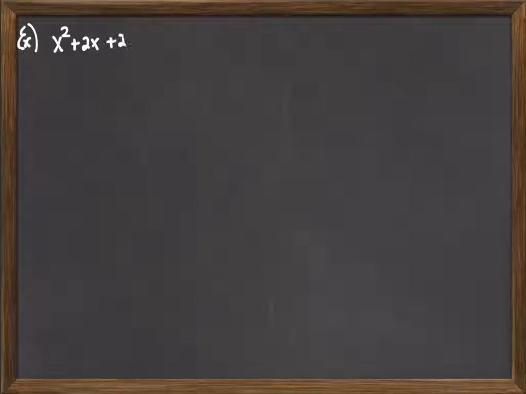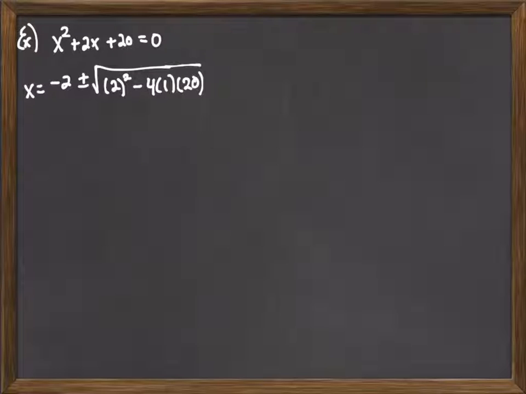One more example. Here we have x squared plus 2x plus 20 equals 0. It's in the proper format, so we recognize our a, b, and c. A is 1, b is 2, and c is 20. So as I put them in, negative of b, negative 2, plus or minus the square root of b squared, so 2 squared, minus 4 times a, which is 1, times c, which is 20, all that over 2 times a.